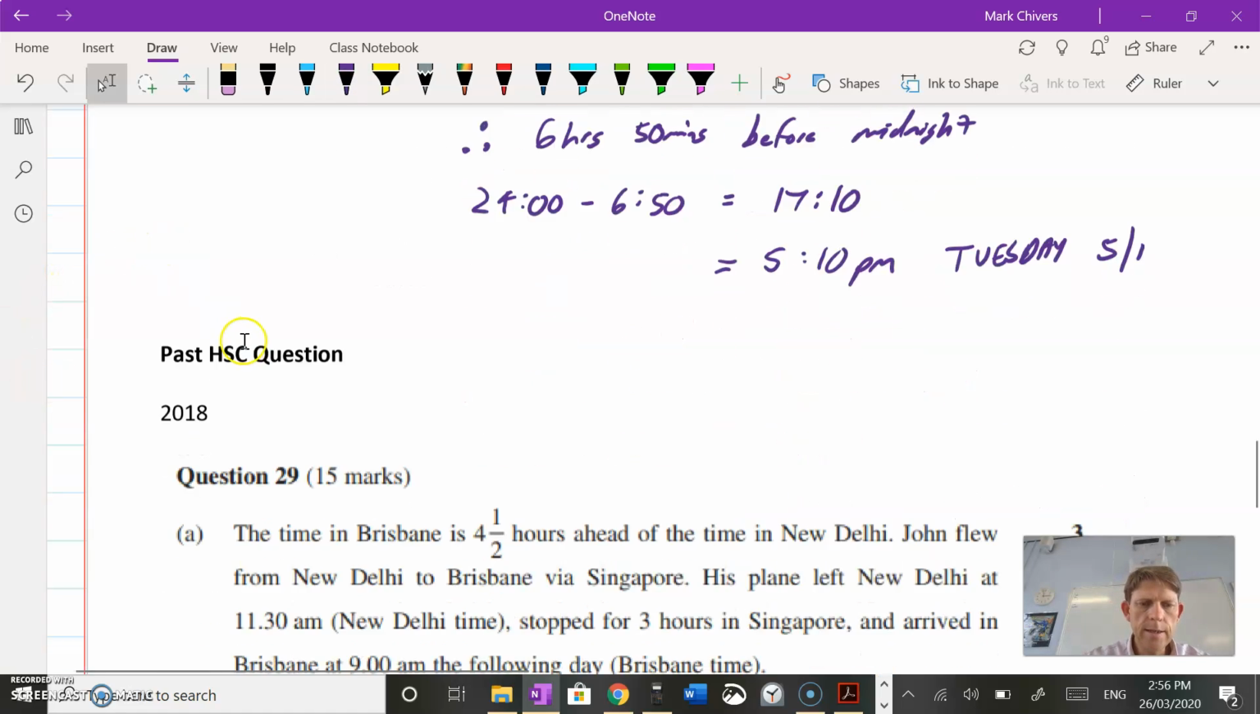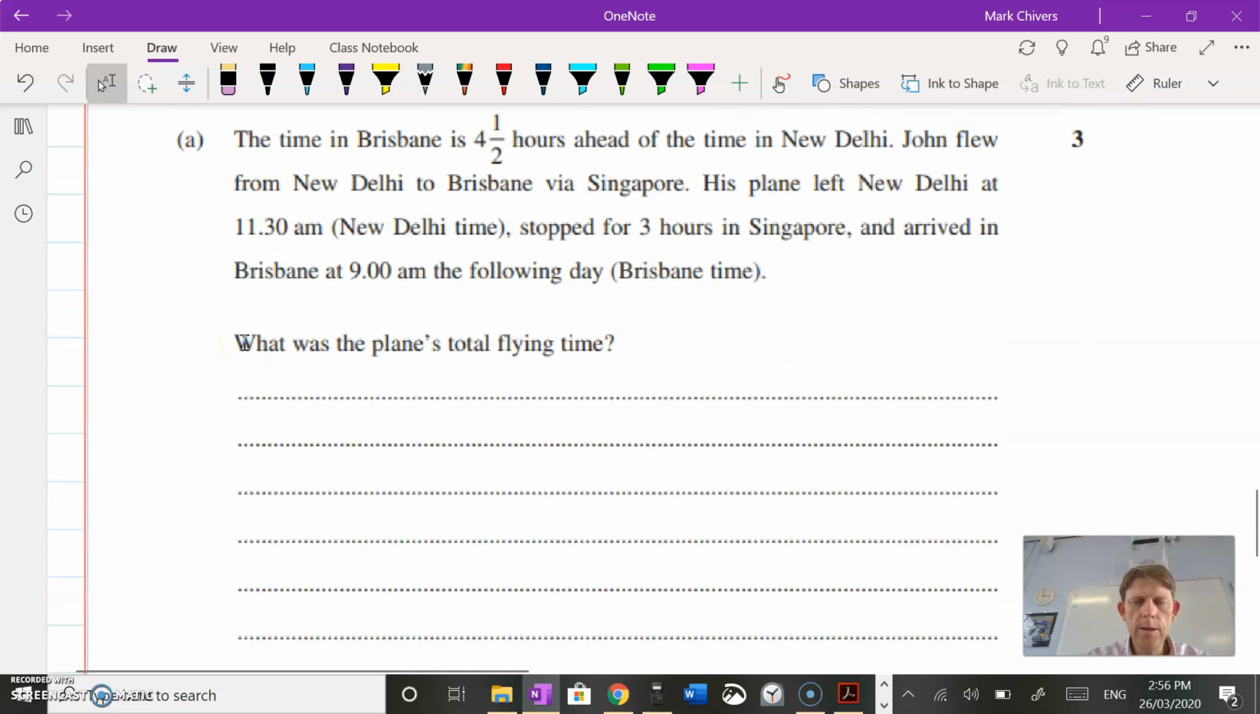And the last example here is a past HSC question. This is quite a difficult sort of one. Not too hard, but it just requires a little bit of thinking. The first thing I would do is get everything into one time zone. So I'm going to move New Delhi time into Brisbane time, and that's going to be a little bit easier. So we've got this flight, the time in Brisbane is 4.5 hours ahead of New Delhi, so we know that.